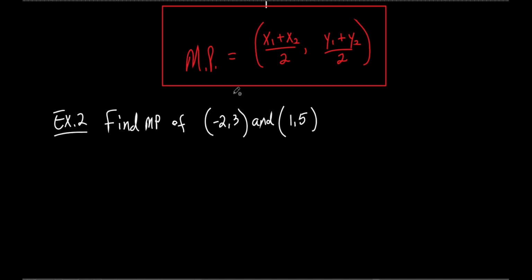This is our first point, so what am I going to call it? X1, Y1. This is my second point, so I'm going to call it X2 and Y2. Does it really matter which one's the first point, which one's the second point? Nope, doesn't make any difference. That's just how I did it. So now, just use your formula and just plug everything in and give me an answer that's an ordered pair.